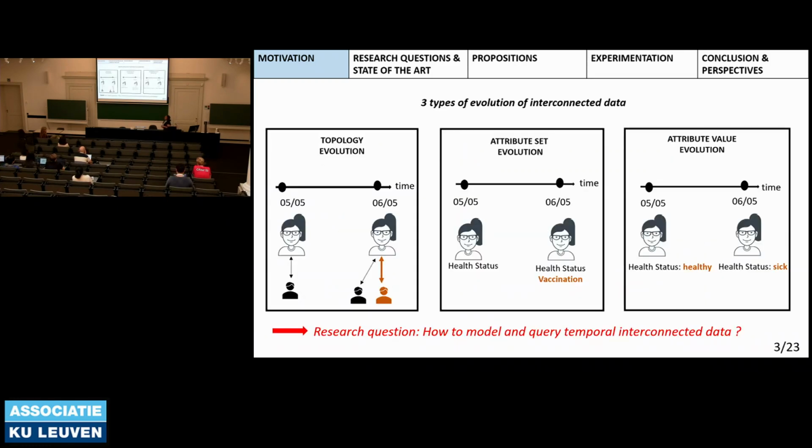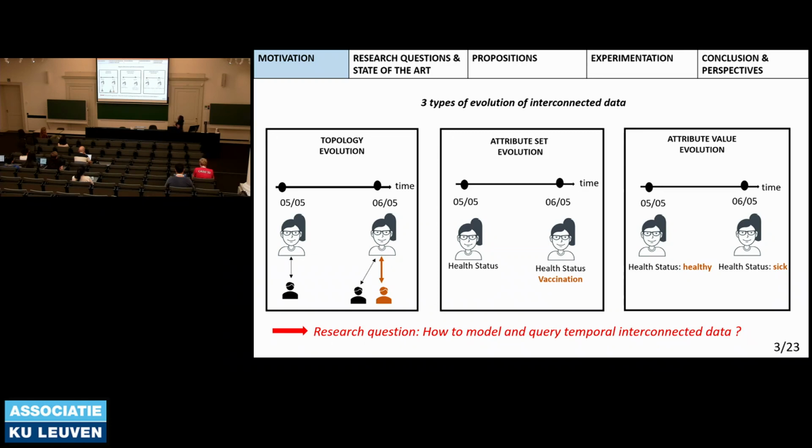Furthermore, entities and their relationships can evolve over time in many ways. This evolution can be categorized in three types. First, the topology evolution. It means that entities and their relationships can be added and removed over time. For instance, we can see on the left figure that the girl has a new relationship in orange at the second day.